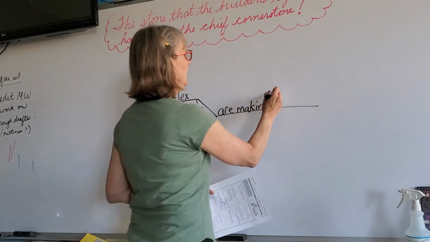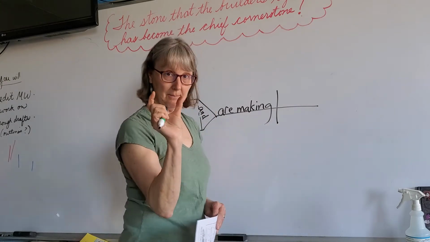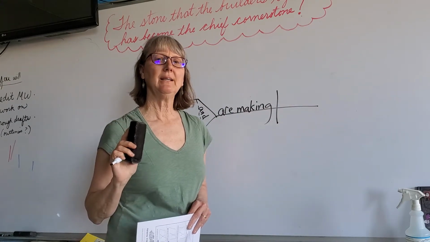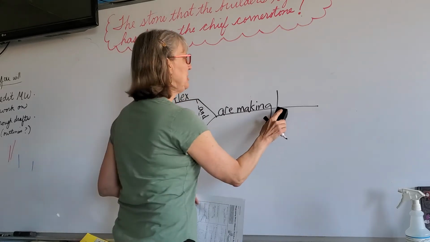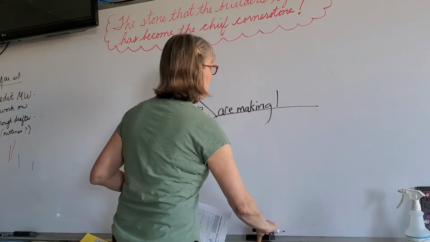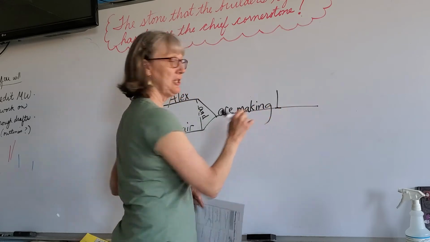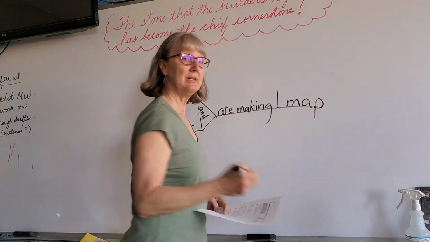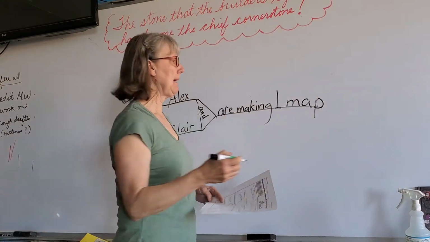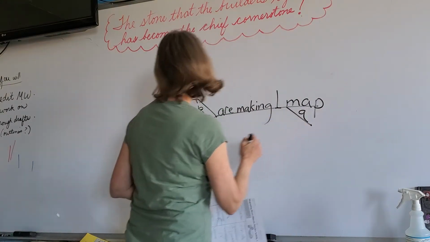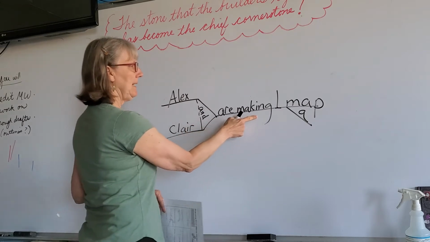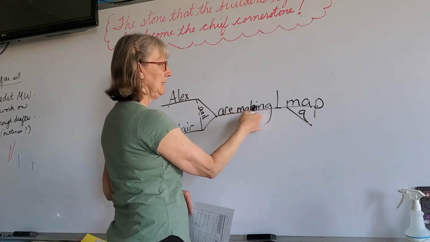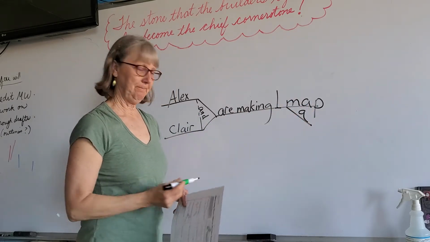What are they making? They're making a map. You just need the main noun there. Oh, what did I do wrong there? Anyone know before I take care of it? My line is too long. That direct object line can only touch the baseline. They're making a map. There is a modifier there. What word describes map? It's a map. So there we have Alex and Claire are making a map. Simple subject, verb, and then we have our direct object there.